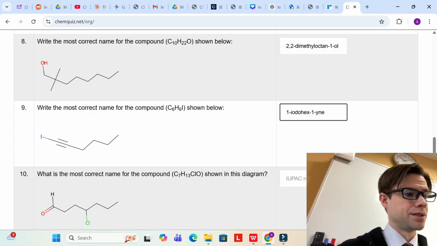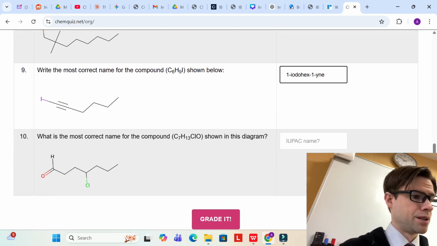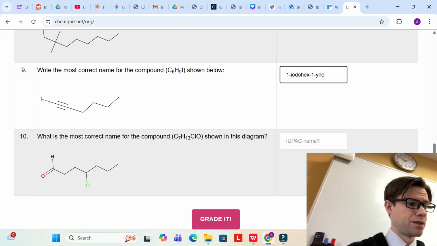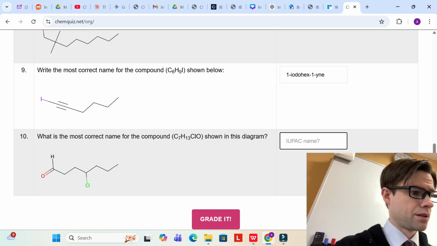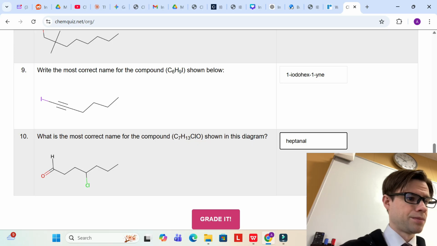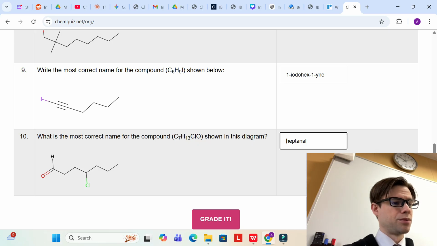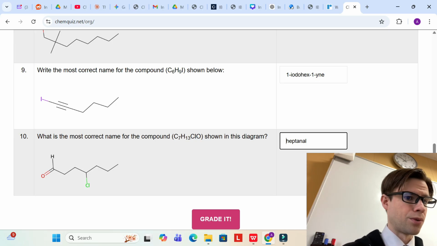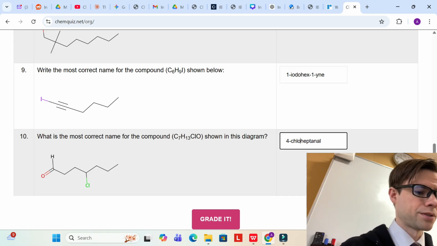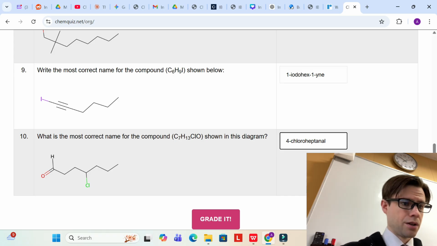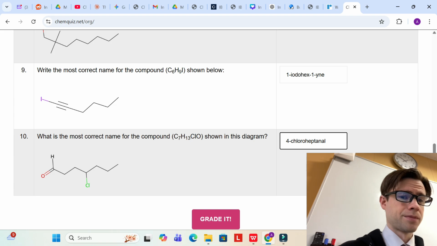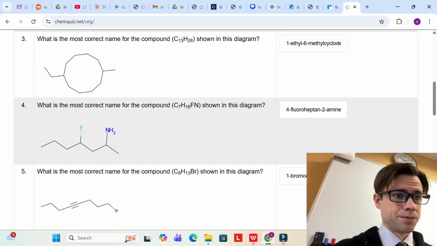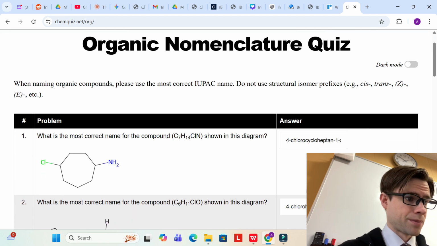Should be good. Number 10, last then, another aldehyde, 1, 2, 3, 4, 5, 6, 7. So heptanal, no number needed, but since the aldehyde is carbon 1, then 1, 2, 3, 4. 4-chloro prefix, 4-chloroheptanal. Okay, I'm gonna final check once more before I submit.